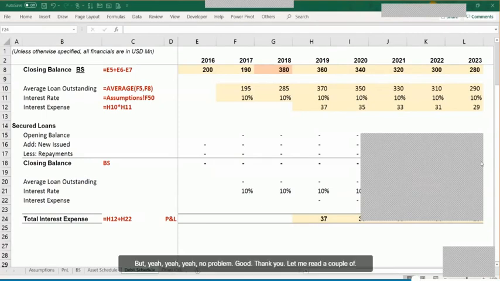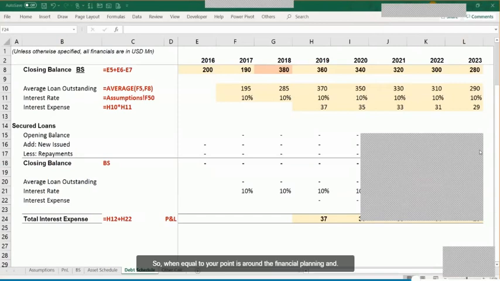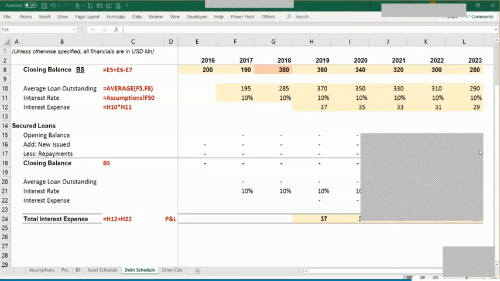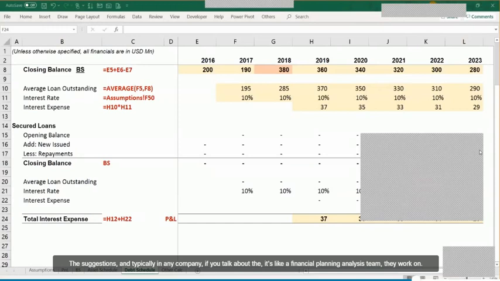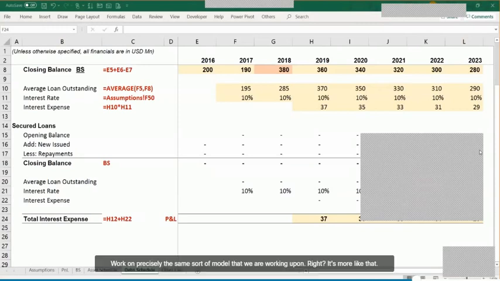Let me read a couple more questions. So, Venikit, your point is around financial planning and analysis. Yes, what we are doing is creating a financial model, which is more like financial projections. Typically, in any company, the FP&A team, financial planning and analysis, works on budgets and forecasts, on precisely the same set of model that we are working upon. It's more like that.